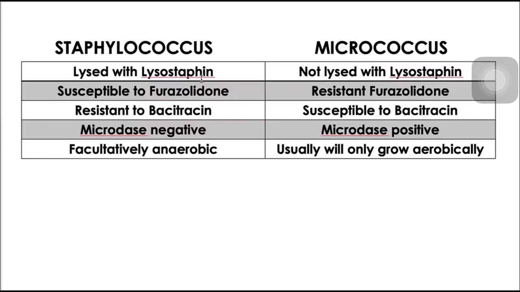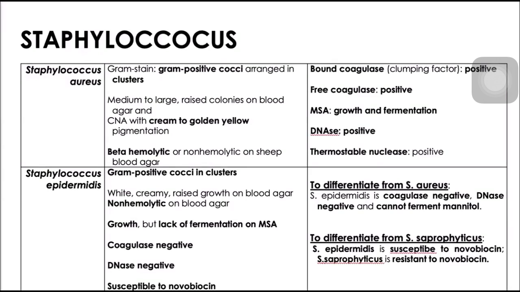So Staphylococcus is susceptible to lysostaphin, susceptible to furazolidone, resistant to bacitracin, microdase or modified oxidase negative, and this one is a facultative anaerobe. While for Micrococcus, this one is resistant to your lysostaphin, resistant to your furazolidone, susceptible to bacitracin, modified oxidase or microdase positive, and this one will only grow aerobically. Again, Staphylococcus is a fermenter, while Micrococcus is an oxidizer. Okay? Are we clear on that? Okay, clear. So let's now move to your Staphylococcus.